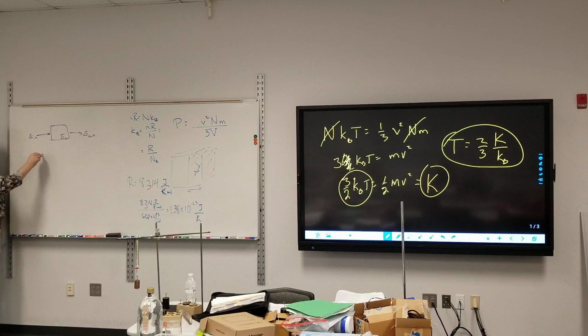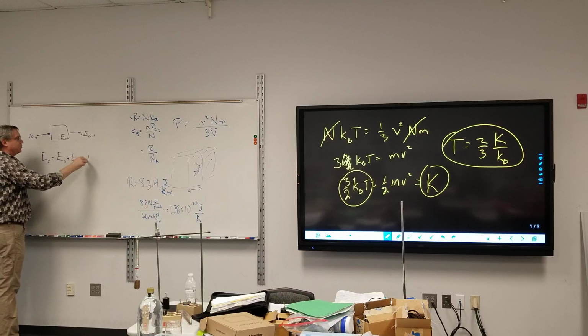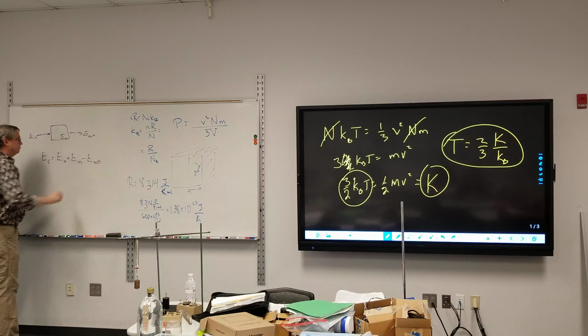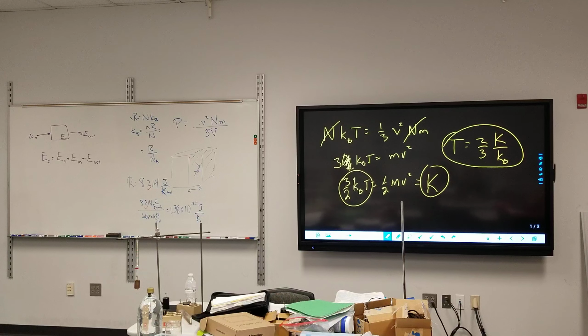So the final amount of energy in the system is whatever I started with, plus whatever I put into it, minus whatever I took out of it. Conservation of energy. So conservation of energy, first law of thermodynamics. Now, I haven't made it look more complicated yet, so let's do that.